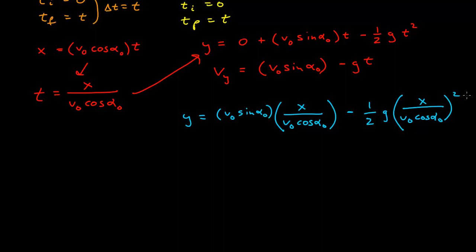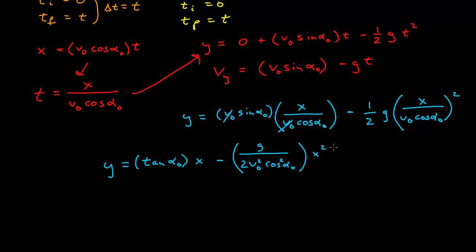And so if we go ahead and simplify this, the v naughts cancel, and this turns into tangent. We have an expression that relates our y component of the position to our x component of the position. y is equal to tangent theta naught x minus g over 2 v naught squared cosine squared alpha naught x squared.